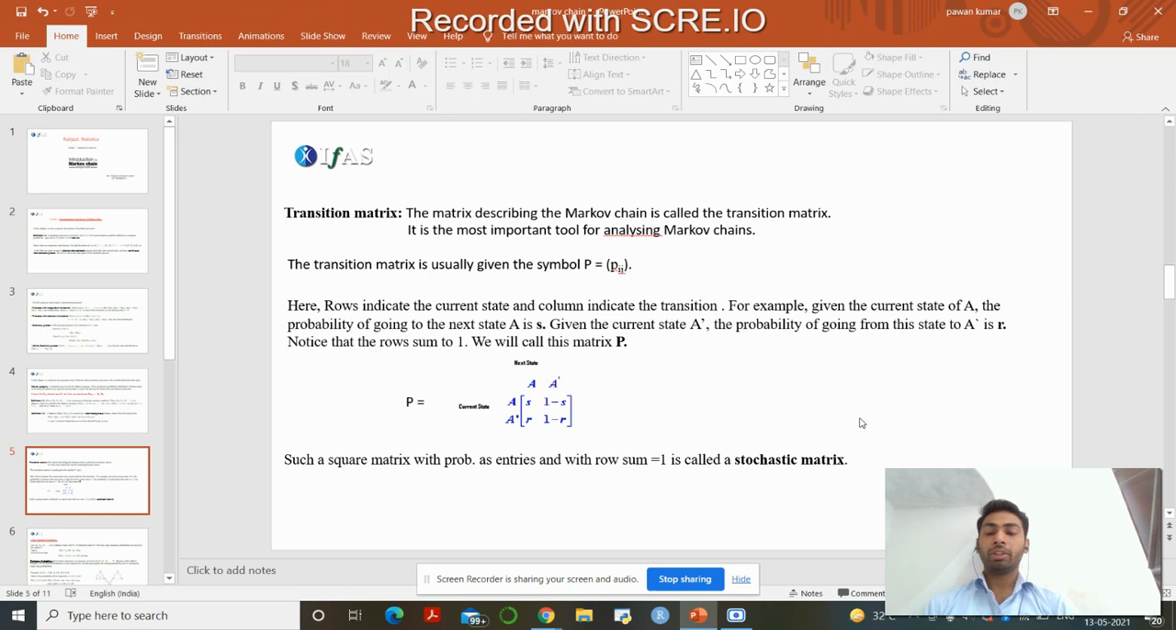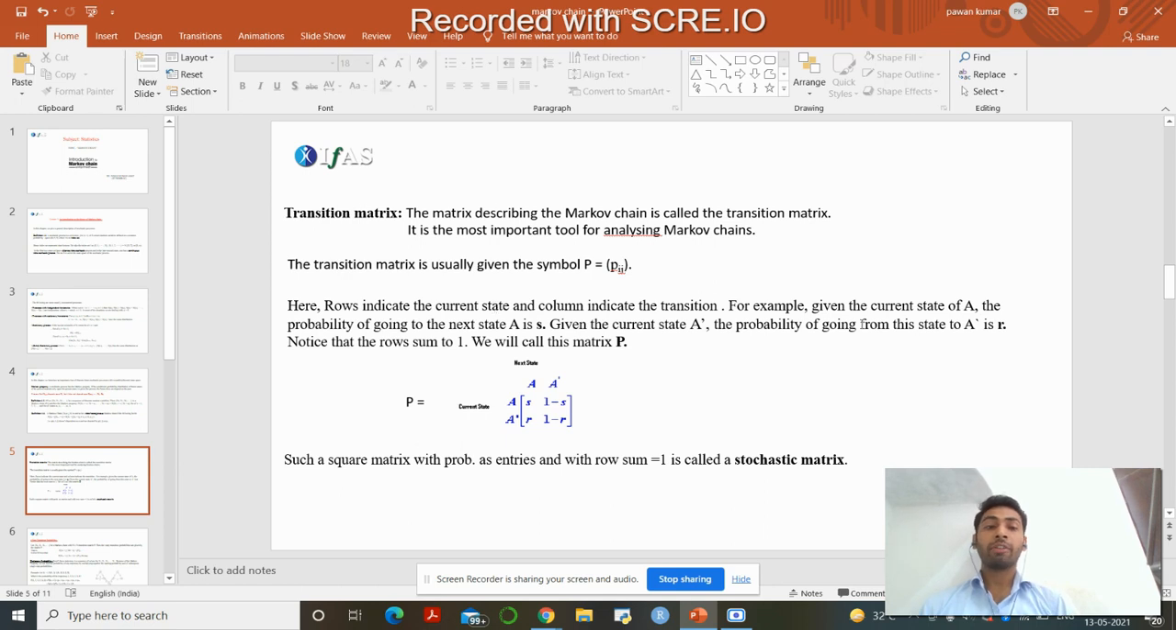This is called the transition matrix. Here there is a condition: the row sum is equal to 1. Here the row indicates the current state and the column indicates the transition.